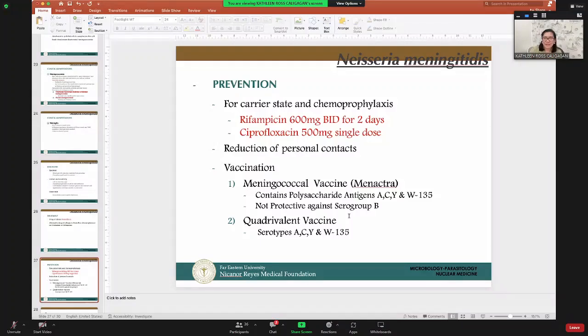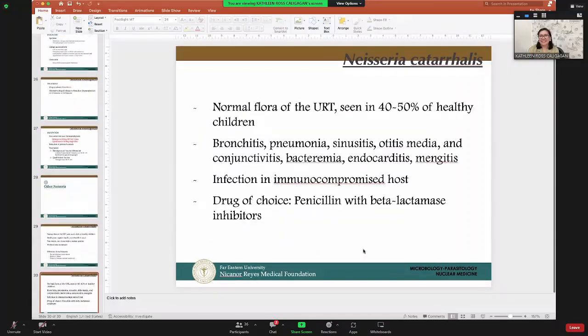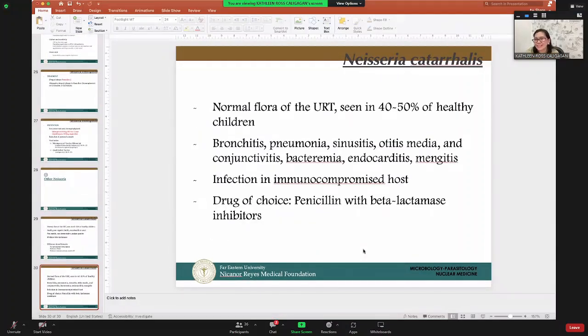There are two types of vaccine, the meningococcal vaccine or Menactra. It contains polysaccharide antigen A, C, Y, and W135. It's not protective against serogroup B. Or the quadrivalent vaccine, also serotype A, C, Y, and W135. So those are the vaccines available for those serotypes. Other Neisseria, so just read on that.